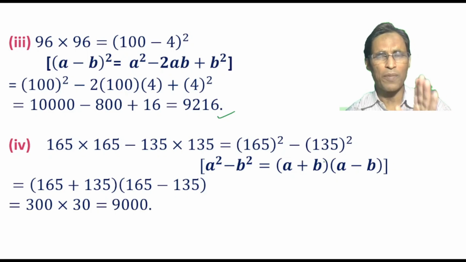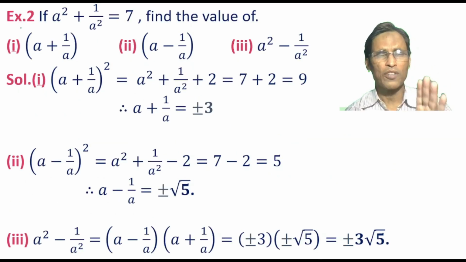So, by replacing a and b with the proper values, we find 165 plus 135 into 165 minus 135, and then after 165 plus 135 gives the value of 300 and 165 minus 135 gives the value of 30, and then after multiplication we get the product 9,000. Answer. Now we come to the question number 2.